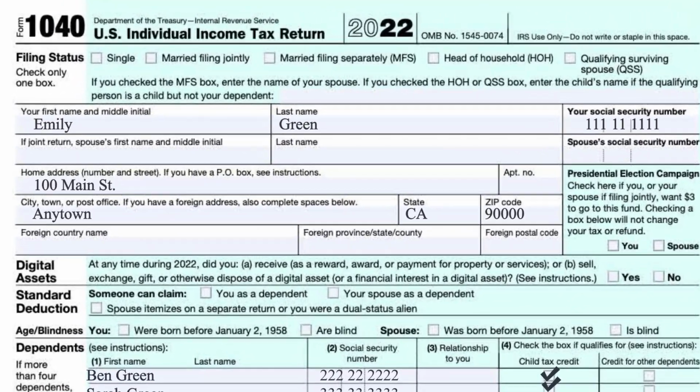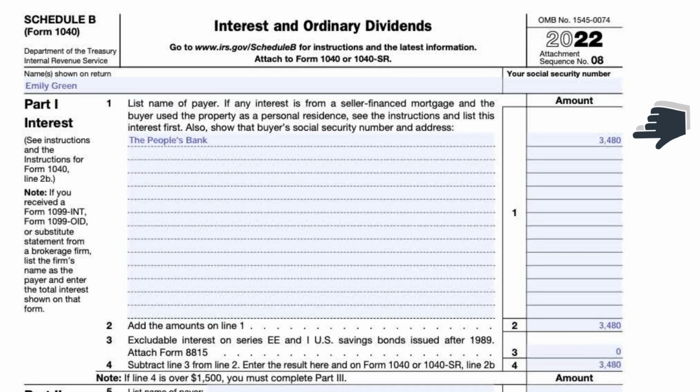On line 1 of Schedule B, the amounts of taxable interest income are entered. On line 2, the amounts on line 1 are added up. Line 3 asks if a taxpayer cashed Series EE or I U.S. savings bonds issued after 1989 and paid qualifying higher education expenses for themselves, their spouse, or their dependents. If they did, they may be able to exclude part or all of the interest on those bonds. Emily Green did not, so the amount on this line is 0 for her.